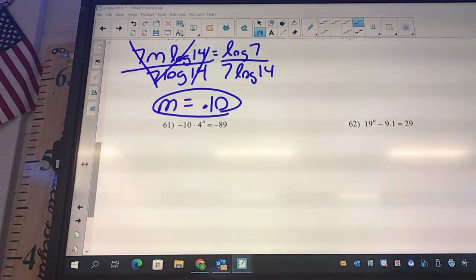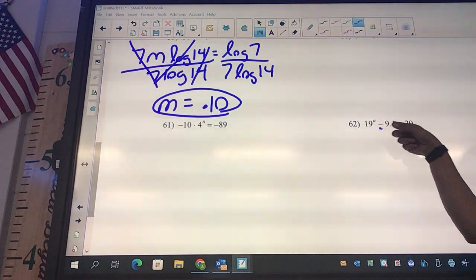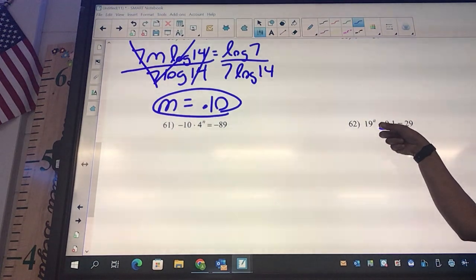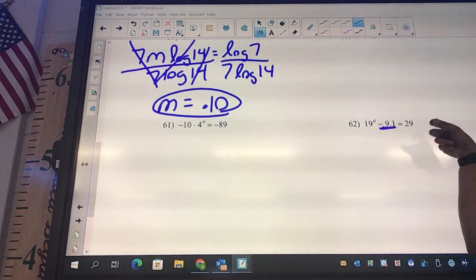We're almost done, peeps. Okay, this one, before you can log both sides, you gotta move any other pieces. So see how this has an extra piece? This 9.1? How do you move a minus? You would plus 9.1 on both sides.